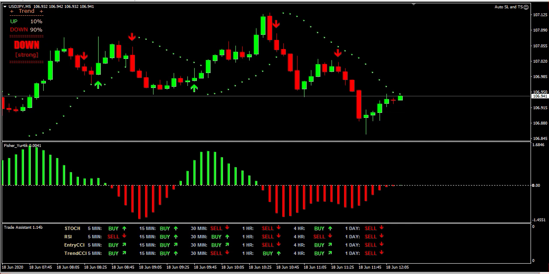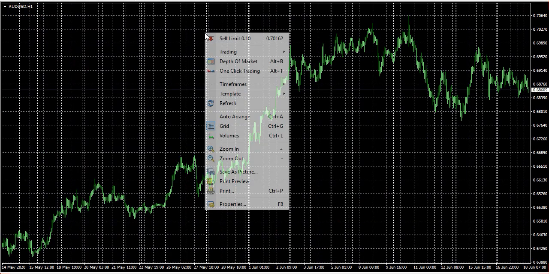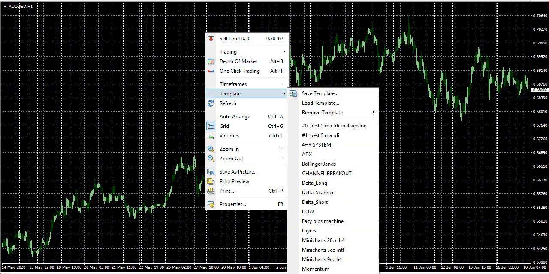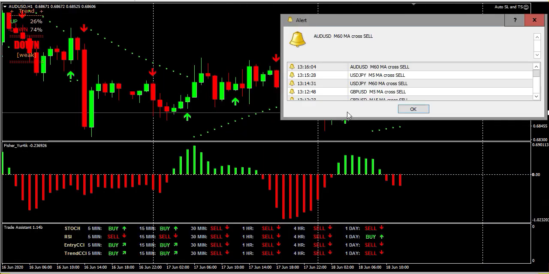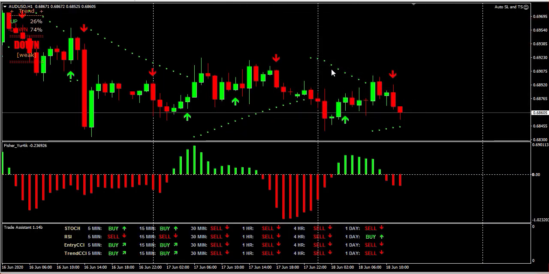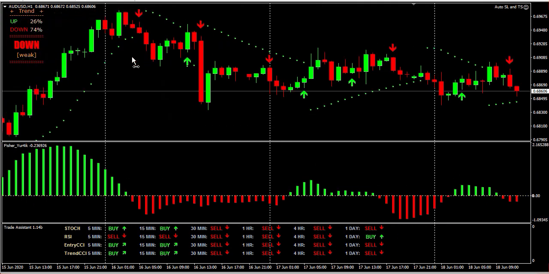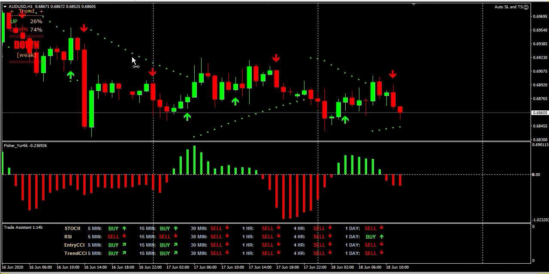Okay, let's open another chart, a new chart, and open AUD USD, Australian dollar and the United States dollar. Go to template and go to no-brainer and see what's going on. Here the market is going down. The strongest downtrend, but it's weak, 74%. As I said, it should be 80%, but you have to consider other indicators as well.